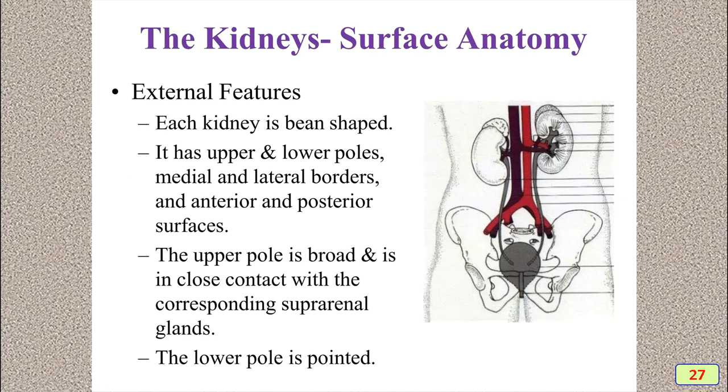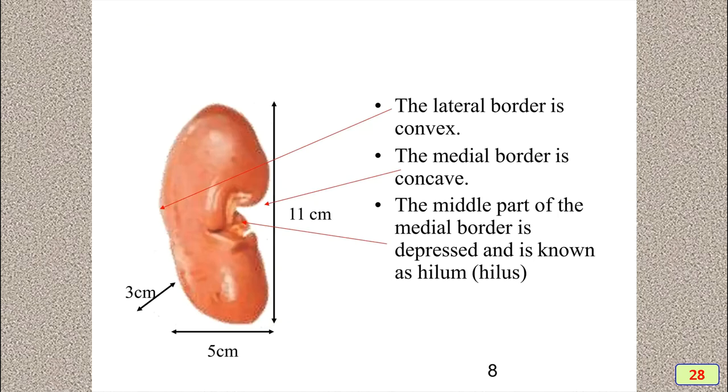So the external features of a kidney: in humans it is bean shaped and the lower pole is pointed, and it is bordered very similarly to the kidneys of animals other than the ox, which has lobular kidneys.